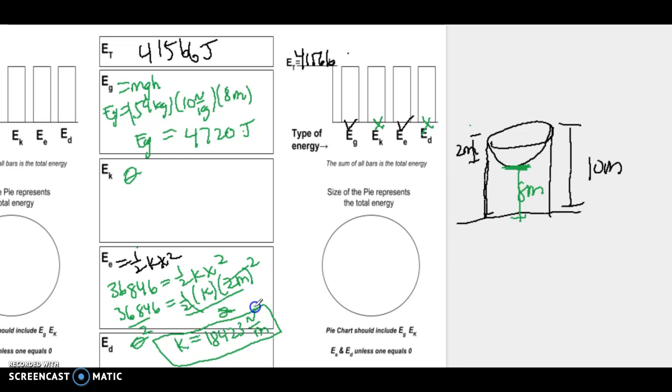That's an incredibly strong trampoline, but I guess maybe it would have to be to stop a guy. So the EG is a small amount, maybe only like 10%, and then the rest, a lot of it, is EE. Maybe only 10% EG and the rest EE. Okay, good. All right, that is it.